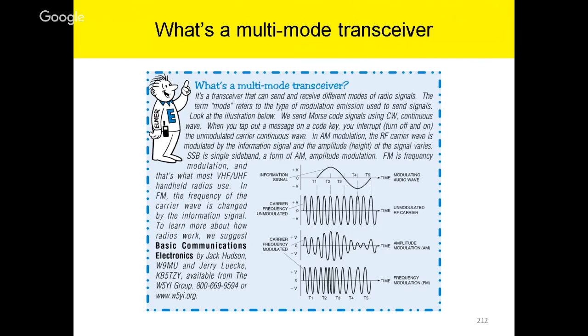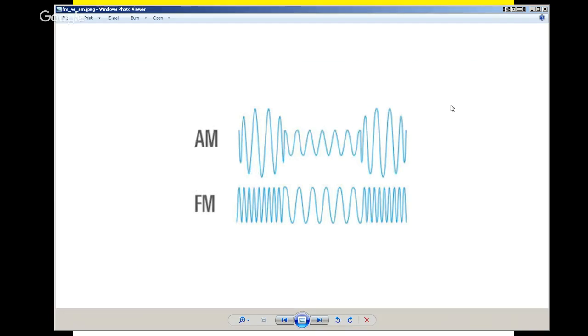Let's see. Where is it? Some technical info here. Let me bring this up. There's the difference between a modulated AM carrier and a modulated FM carrier. And you see that it changes in amplitude for the AM. For the FM, the amplitude remains constant, but the frequency changes as you're talking with that signal.